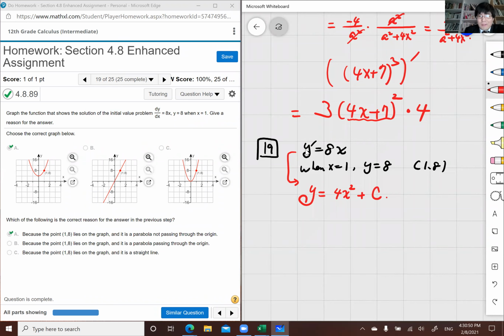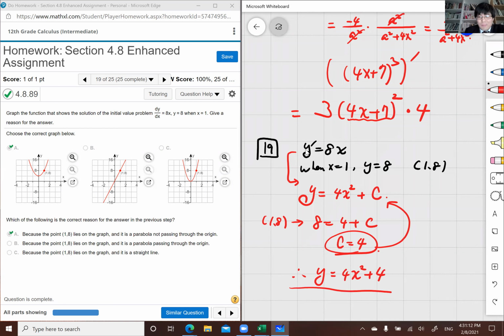Okay. And when x is equal to 1, y is equal to 8. So since this one has to go through (1, 8), c is equal to 4. Plugging into here, you get y is equal to 4x squared plus 4. That's a parabola opening upward, with the y-intercept 4. The vertex is (0, 4). So the graph looks like this, and it goes through (1, 8). So the best choice is choice A.